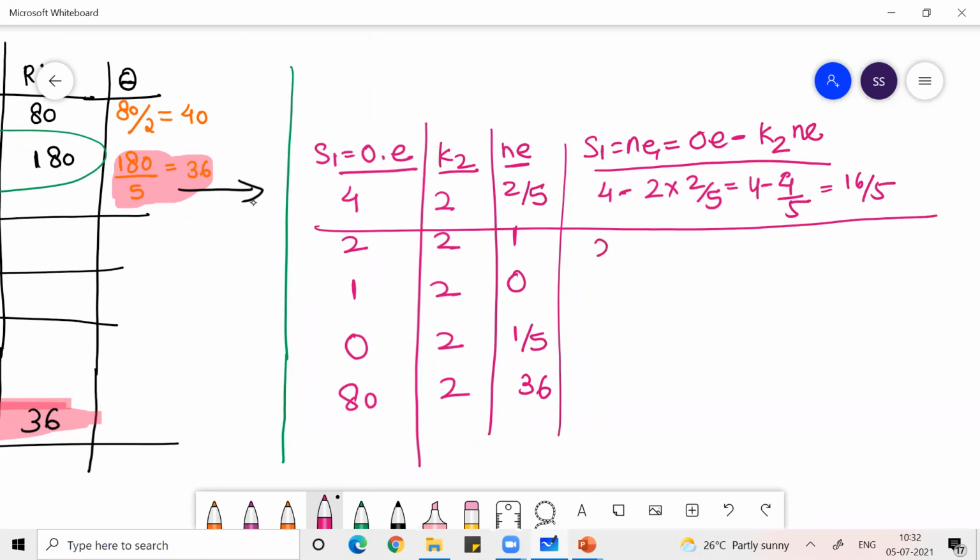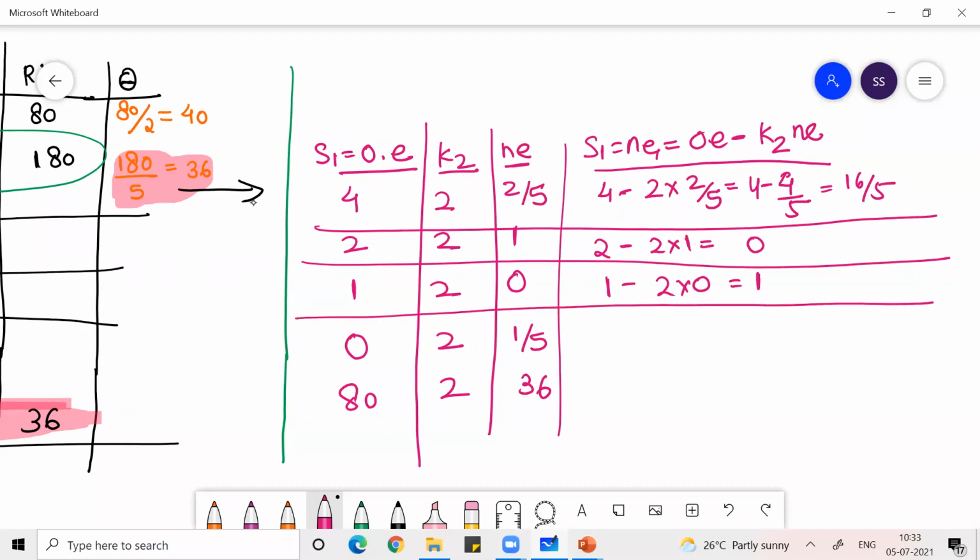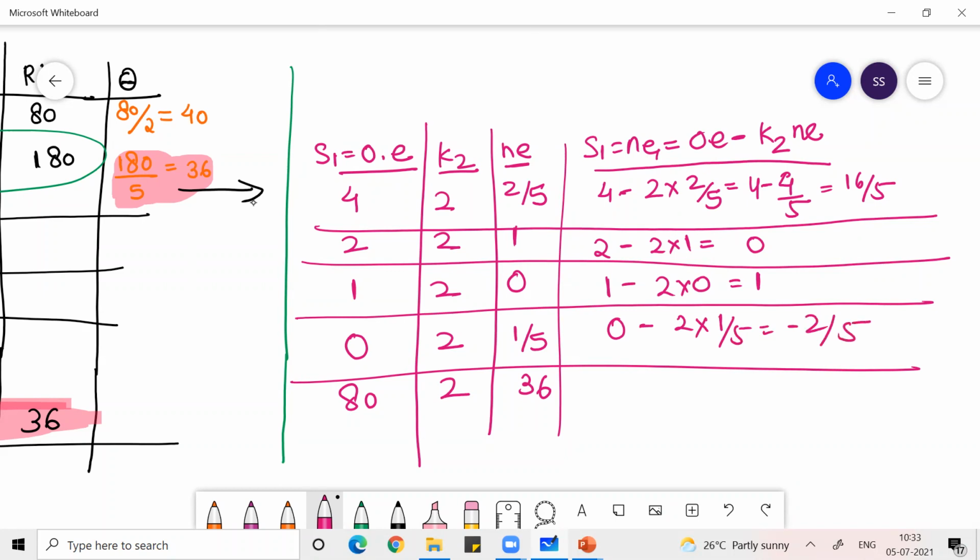The second one is 2 minus 2 into 1, so this would be 0. Then 1 minus 2 into 0, this will be 1. Then 0 minus 2 into 1 by 5, that would be minus 2 by 5. Then 80 minus 2 into 36, this is 80 minus 72, so this is 8.